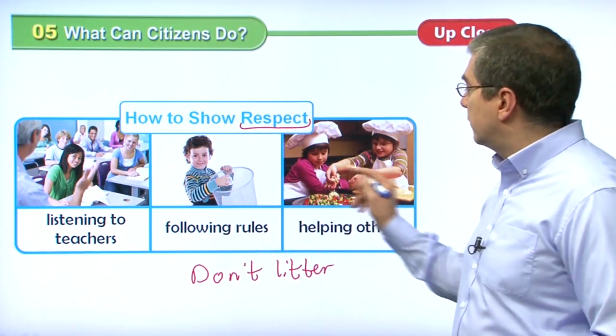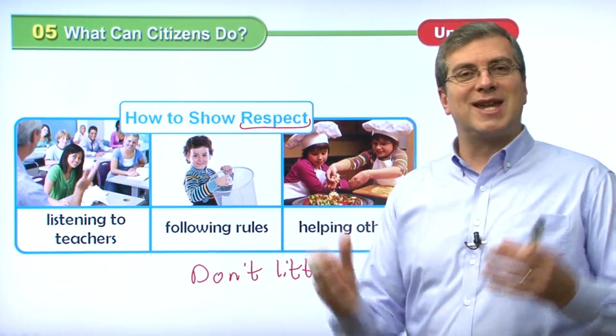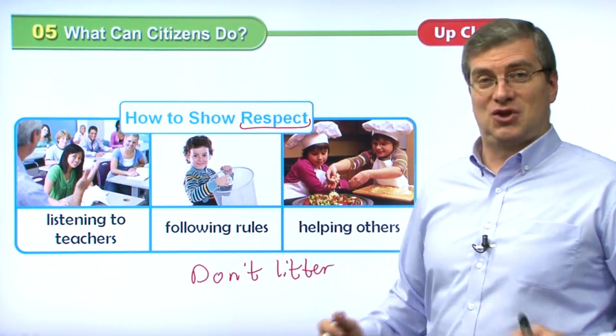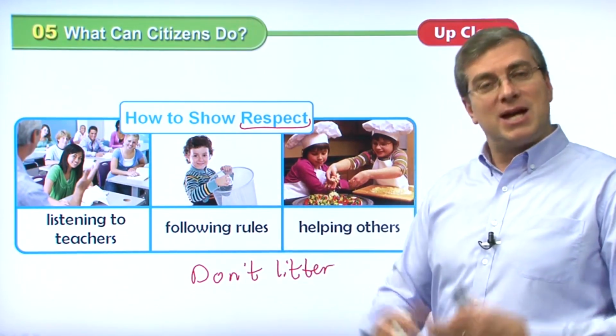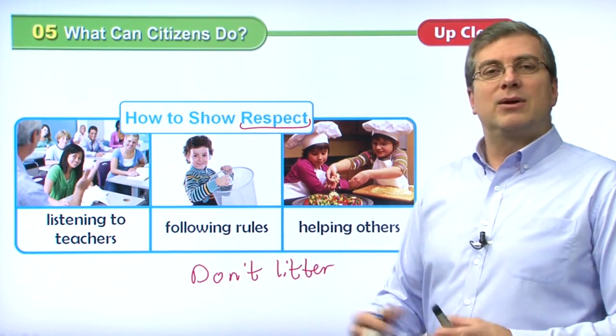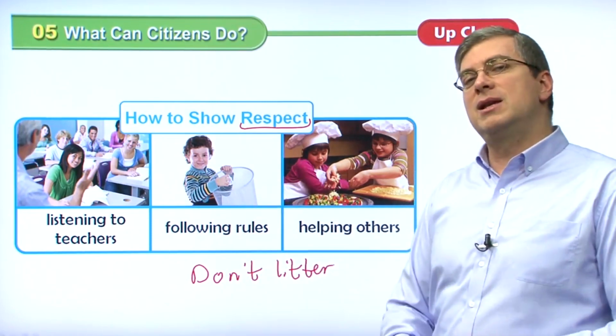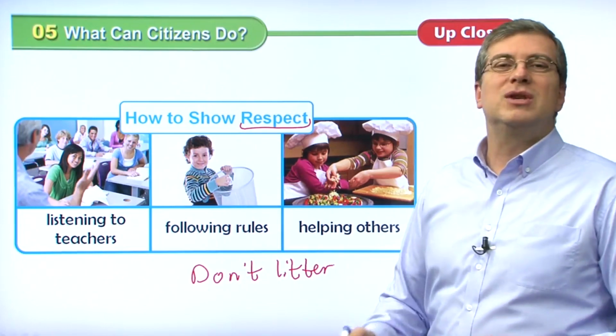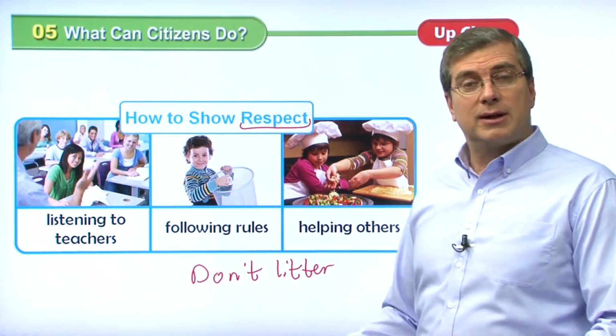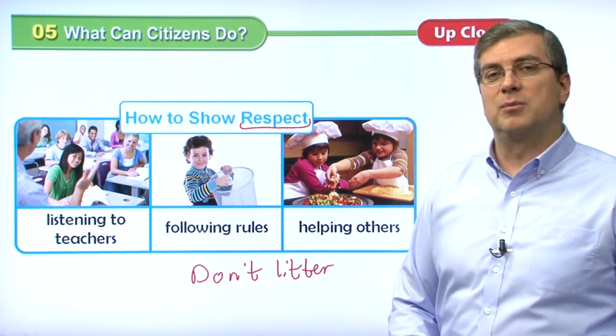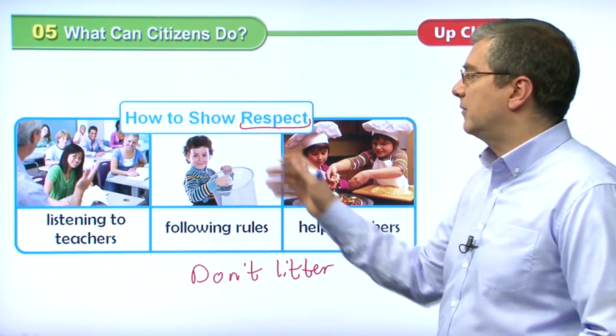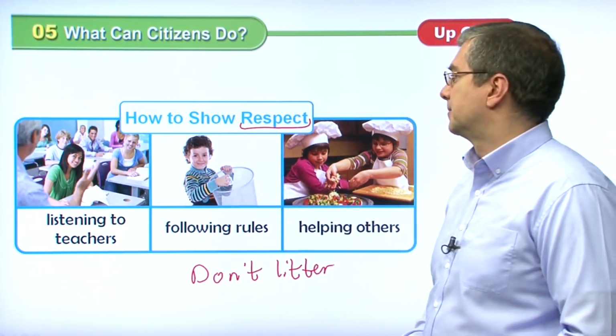Helping other people. So if you help other people, you work together. That's a very good way to show respect to other people. You help out each other, right? Whether it's your friend, if it's somebody older than you, if it's somebody who needs your help, you help them out. That's showing respect to other people. Okay, so these are different ways to show respect.